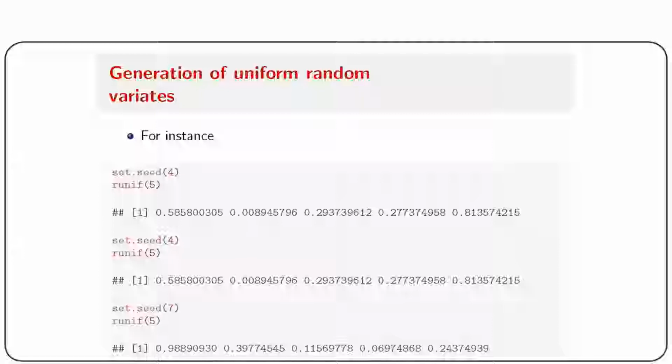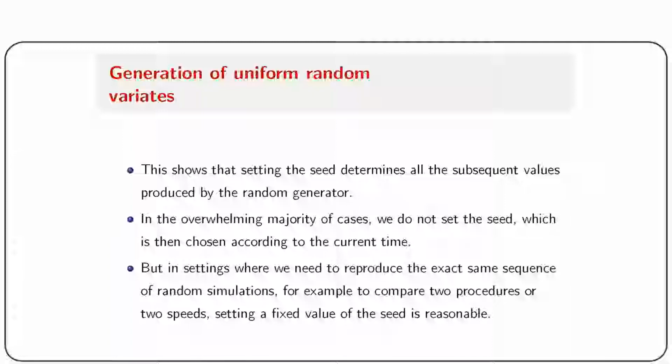if you don't change the seed, in the next run also, if you repeat the same, you will get the same random variates. And if you change the integer within the seed, say I change from 4 to 7, the uniform random variates would be generated differently. So if somebody needs the same random variables to be generated, they can keep the seed unchanged. This shows that the seed determines all subsequent values produced by the random generator.